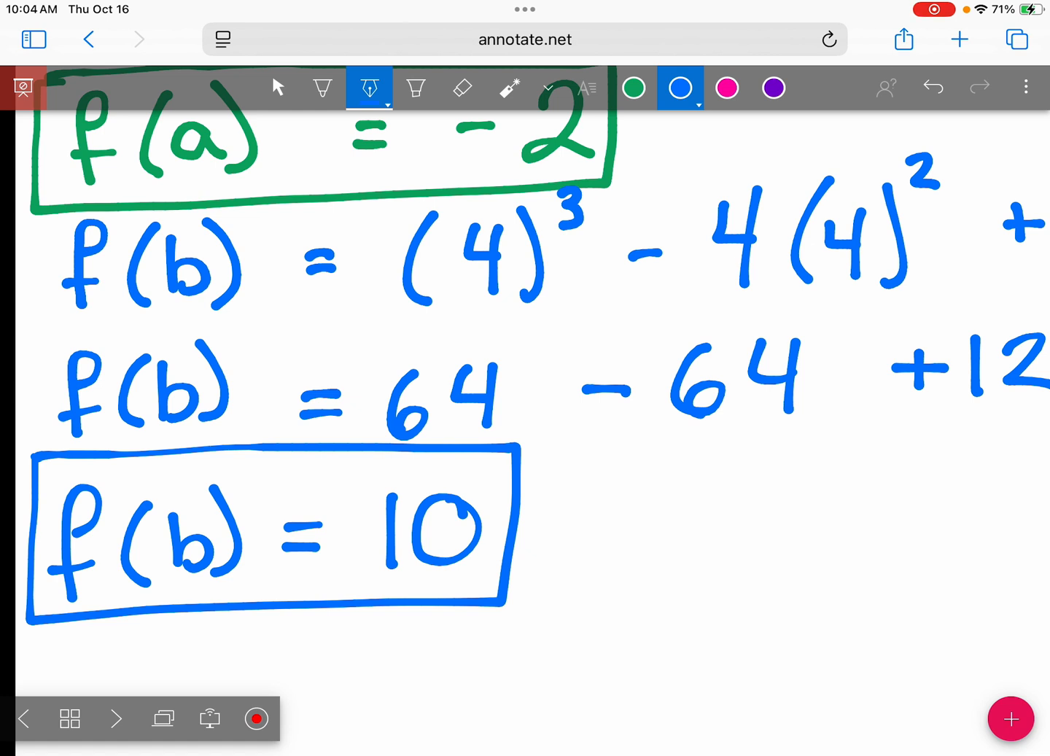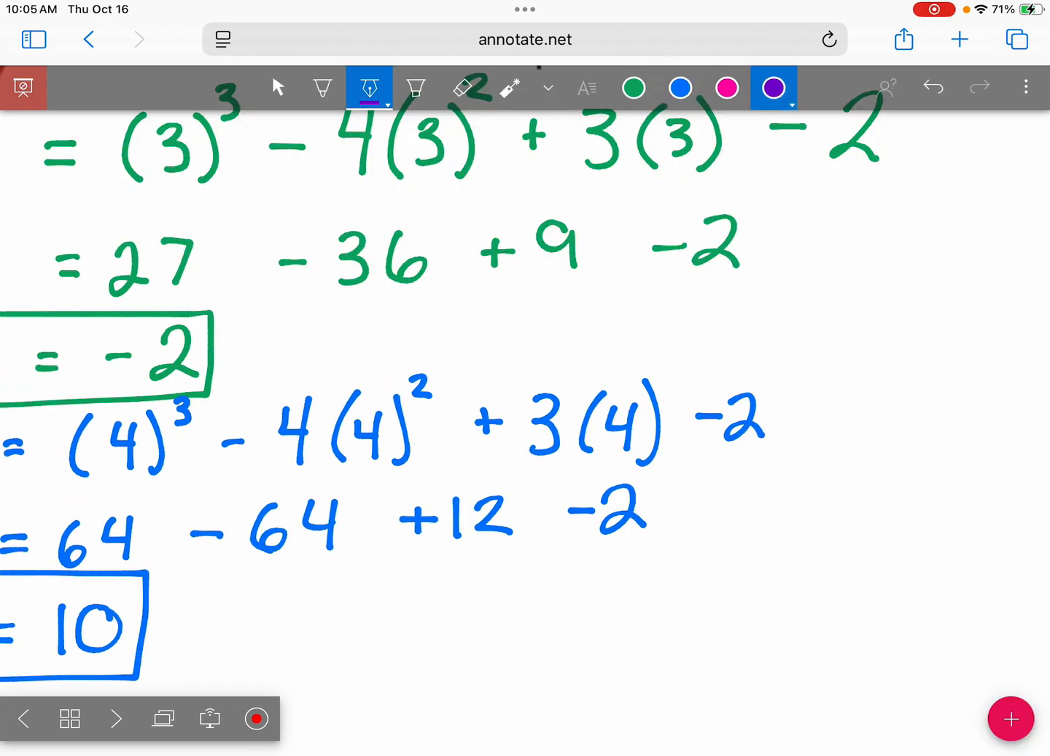Since I have opposite signs on there, I know for sure this is a negative value. I know for sure this is a positive value. What that tells me by my intermediate value theorem is somewhere between these, we have to have a 0. We have to have a root. I cannot get from negative 2 up to positive 10 without going through 0 somewhere. I have to hit 0 somewhere in between there.